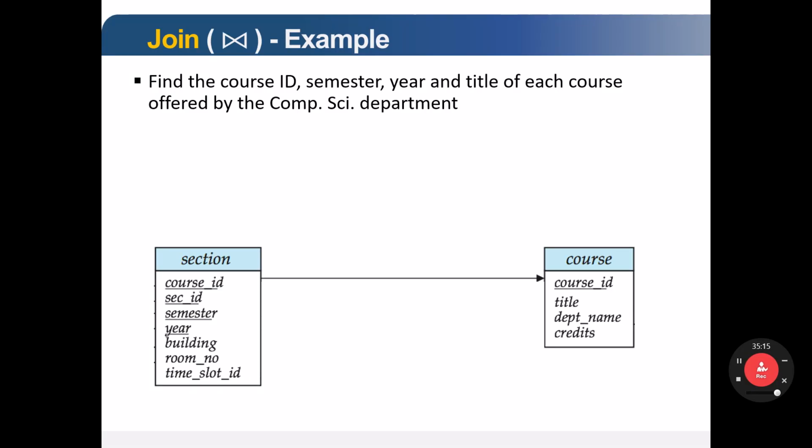Right. Let's find the course ID, semester, year, and title of each course offered by the Computer Science Department. To write this query in SQL, you should know the database schema, and this is the schema that we use for this query. The course table has course ID, title, department name, and credits. The section table has this information.